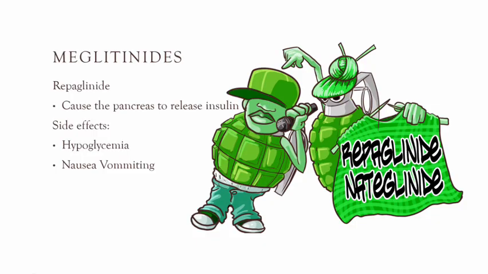Next, we have our meglitinides. The prototype medication for this class is repaglinide. This class again causes the pancreas to release insulin. So, of course, it can cause hypoglycemia and nausea and vomiting. Again, this is also only for your type 2 diabetics. You have to monitor for signs and symptoms of hypoglycemia, which we'll talk about in a little bit.